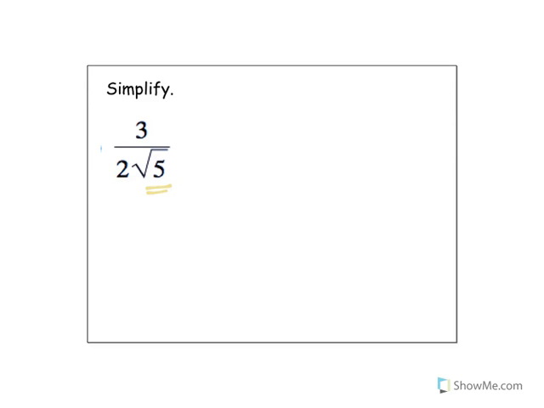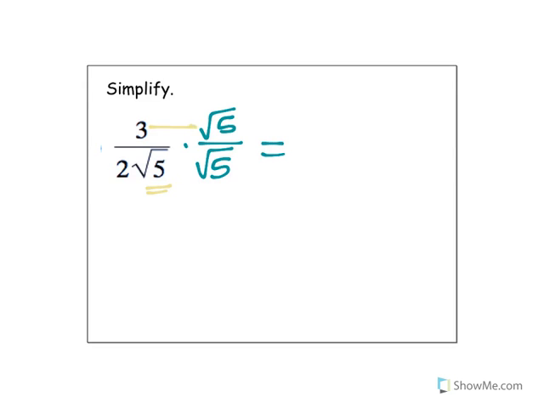I have 2 options. I can multiply by the whole thing, 2 root 5, or if I want to keep my numbers a little smaller, I can just multiply by root 5, which I think is what most of us probably like to do. If you do 2 root 5, you should get the same answer. You'll just have some more simplifying steps.